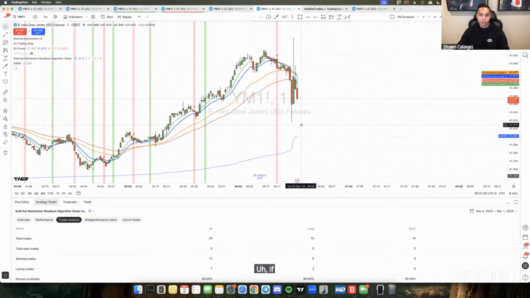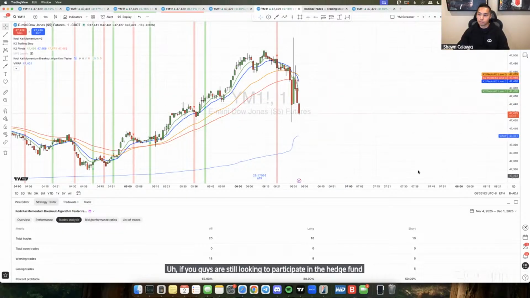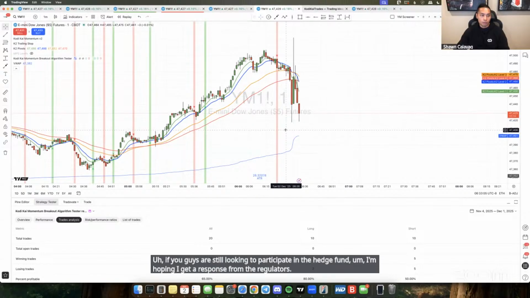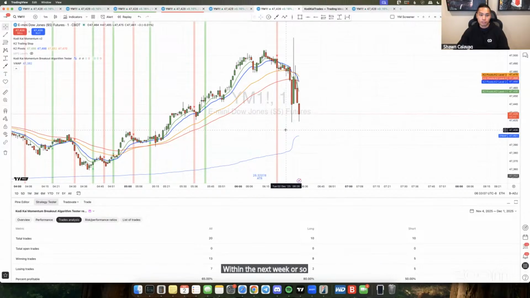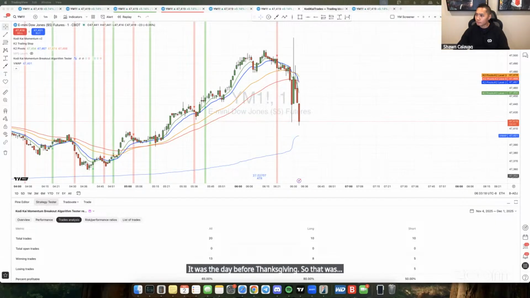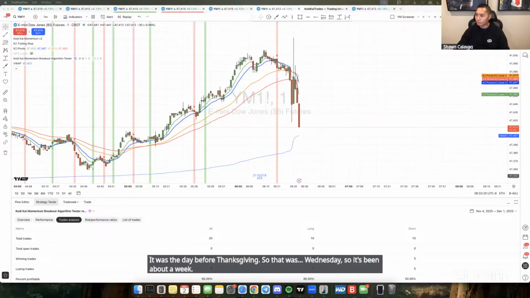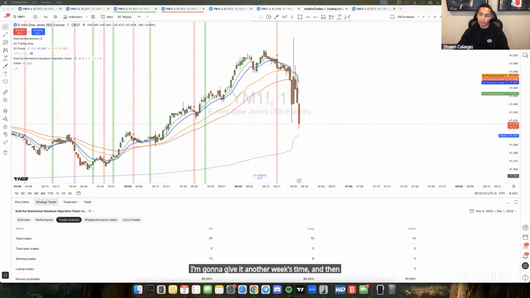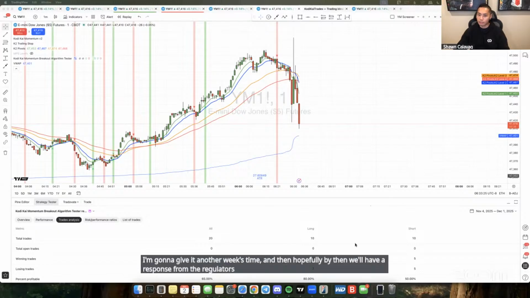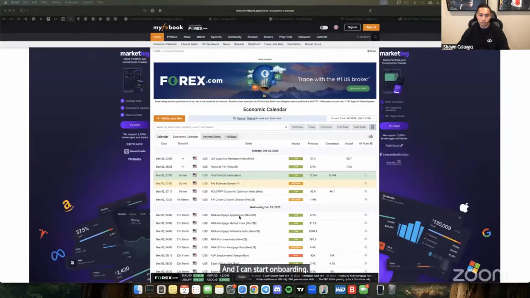If you guys are still looking to participate in the hedge fund, I'm hoping I get a response from the regulators within the next week or so. I turned in the form on, when was it? It was the day before Thanksgiving. So that was Wednesday, so it's been about a week. I'm gonna give it another week's time, and then hopefully by then we'll have a response from the regulators, and I can start onboarding with StoneX.